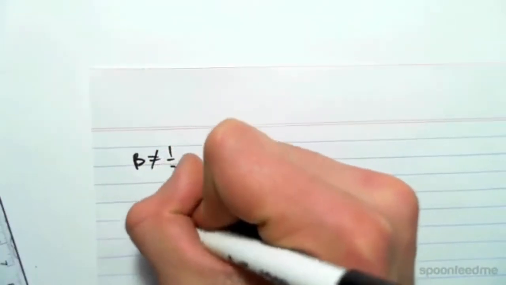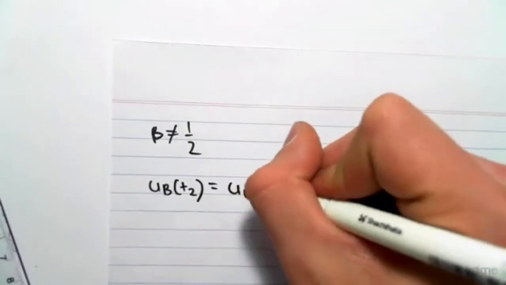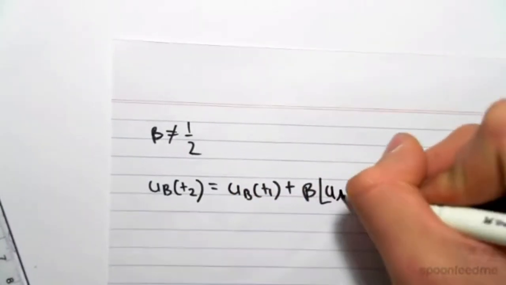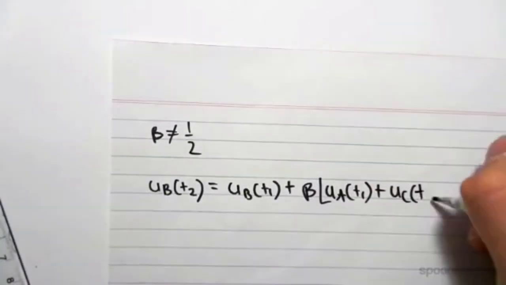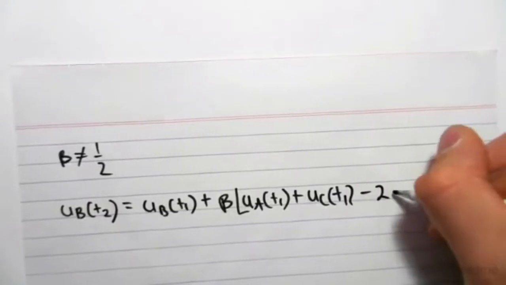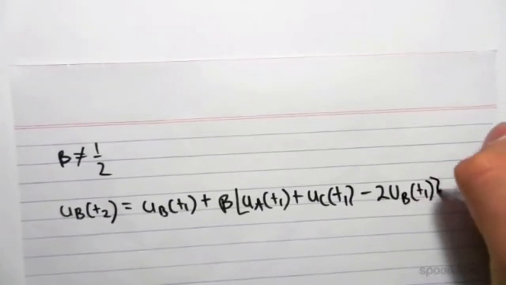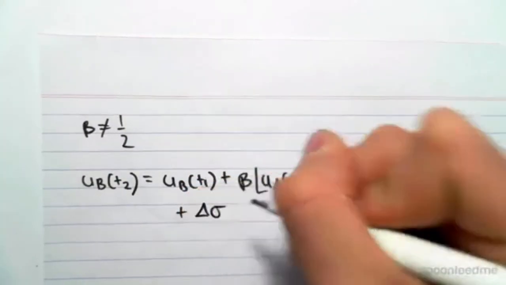So the formula is UB of time 2, so that the pore water pressure in the future would equal UB of time 1 plus the beta outside of UA time 1 plus UC time 1 minus 2 lots of UB time 1, that's all times by beta, and then we also need to add on the change in stress.